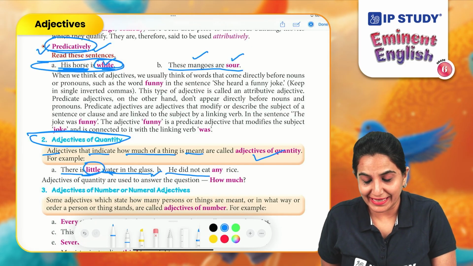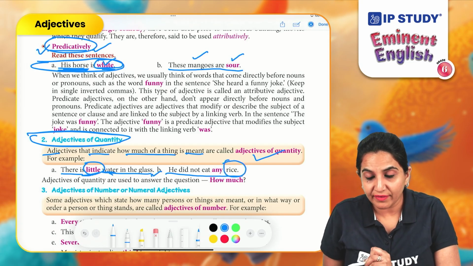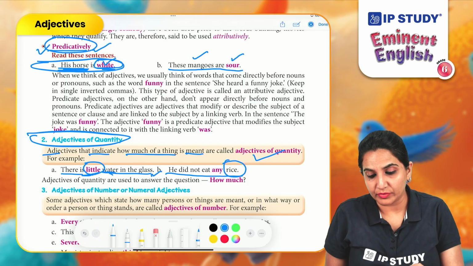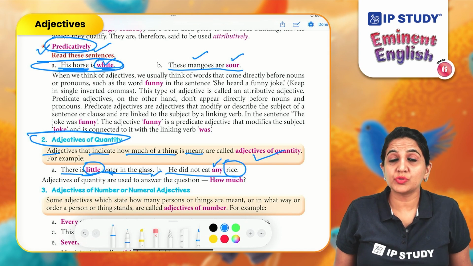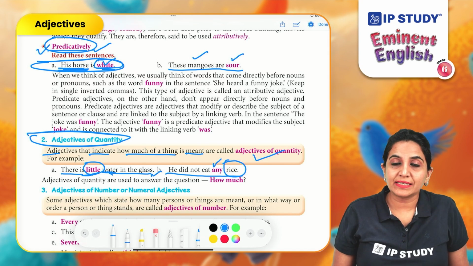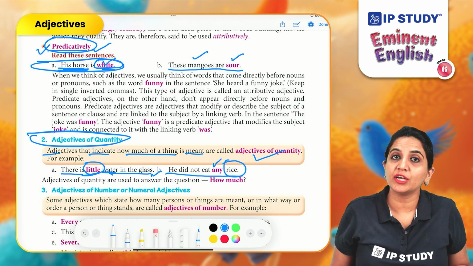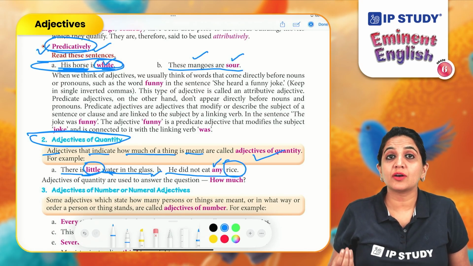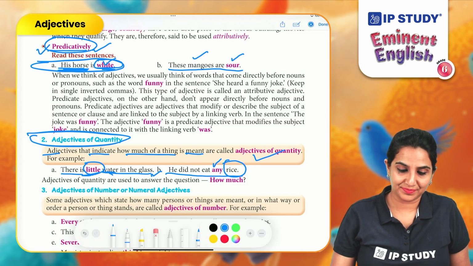He did not eat any rice. Again, here you are modifying the noun rice by stating the quantity with any. Adjectives of quantity are used to answer how much of something is eaten, how much of something is left, or how much of something we are referring to, right? They're used with the nouns which are uncountable, like water, rice.